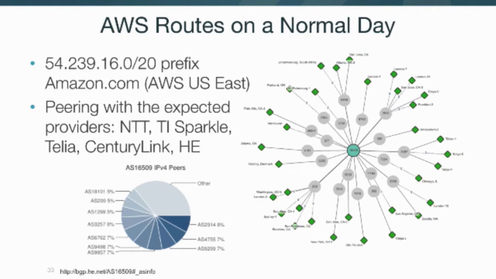So that shows you AWS routes on a normal day. At the center of that graph is the ASN for Amazon, AWS, and then all the connectivity is the peering or the upstreams that Amazon is using. It's pretty aggressively peered, as you can see, and I'm sure there are others that we don't capture as well. So the usual suspects, NTT, Sparkle, Telia, CenturyLink are all part of that peering ecosystem.